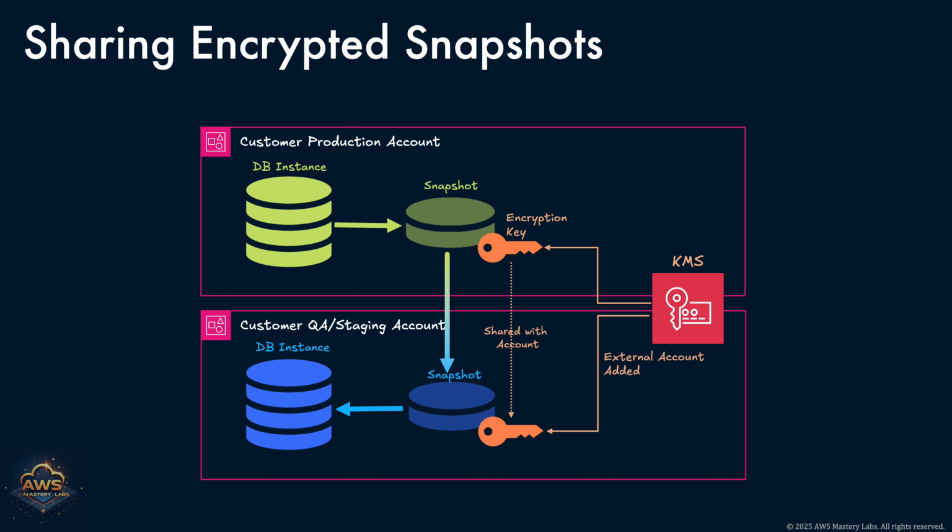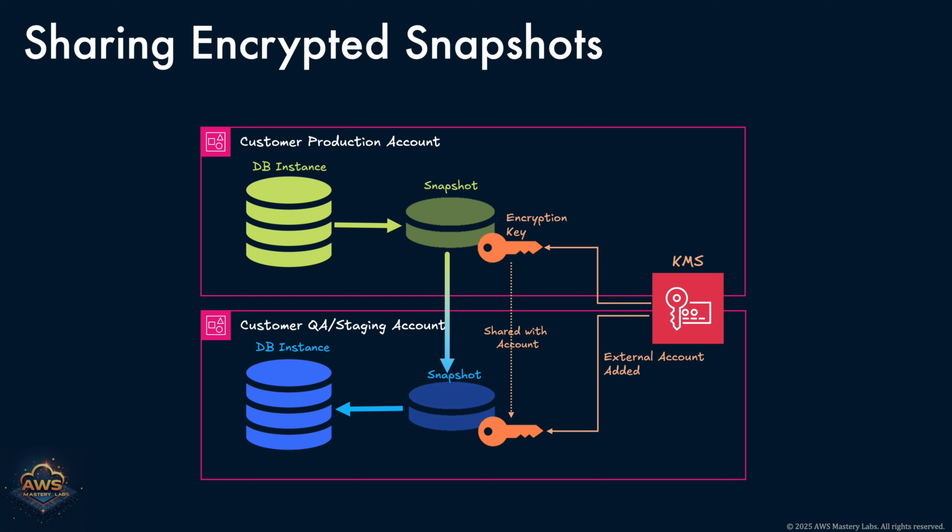Without this step, the shared snapshot, though technically visible, would remain unusable to the receiving account due to lack of decryption access. Once the KMS permissions are correctly configured, the encrypted snapshot can be securely shared from the production account to the QA or staging account. In that target account, the snapshot becomes available, and because the encryption key is now accessible, it can be decrypted and restored into a new RDS instance.